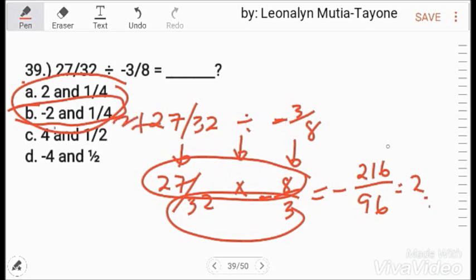Kung gusto nyo ipagpatuloy natin, 216 divided by 96, this is 2.25. Itong 0.25, 1/4 yan. So, 2 and 1/4. Negative. Letter B ang sagot.